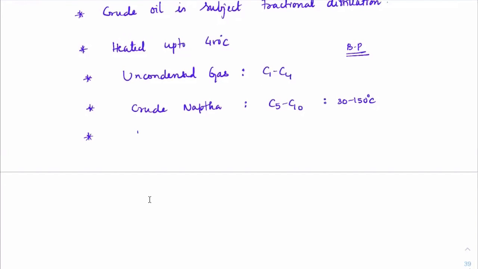Then comes kerosene. There was one question once asked, correct? What is the range of kerosene? 25 to 30% kerosene can be obtained from here, which is C11 to C16, coming around 150 to 250 degrees centigrade.